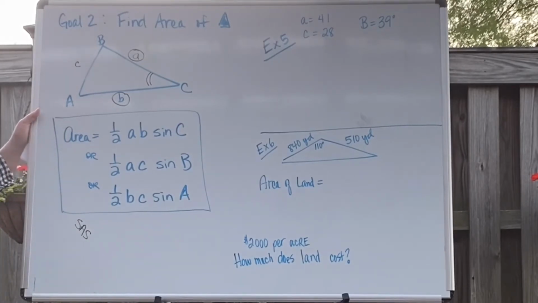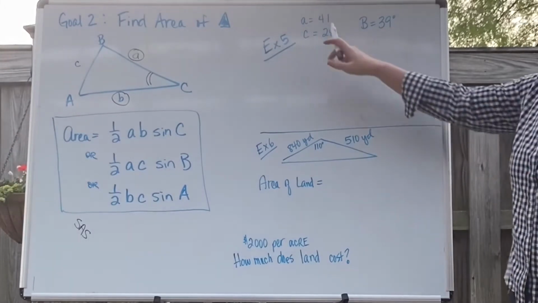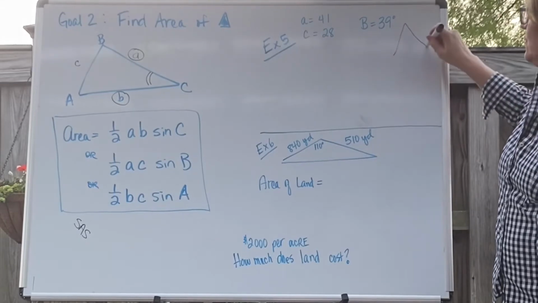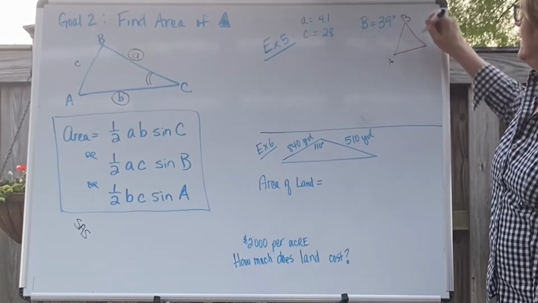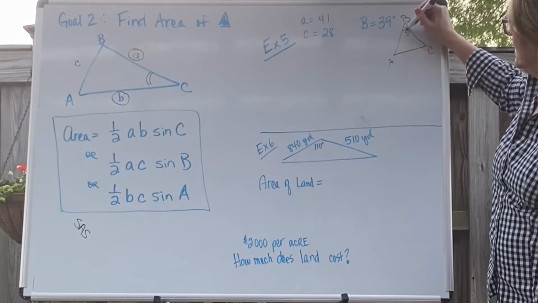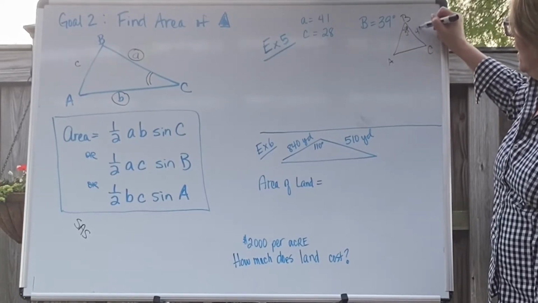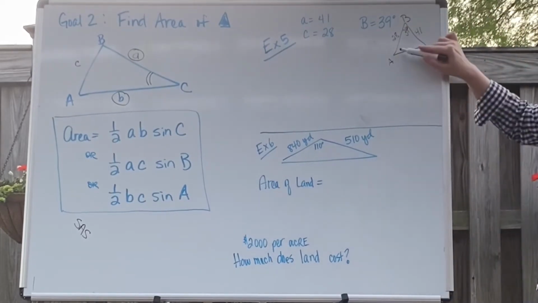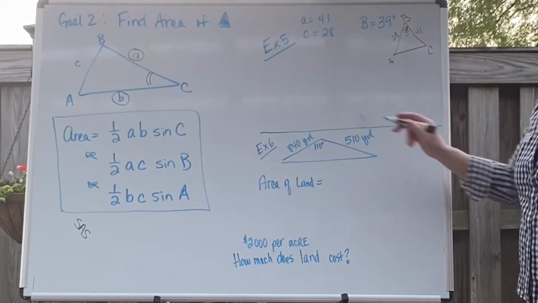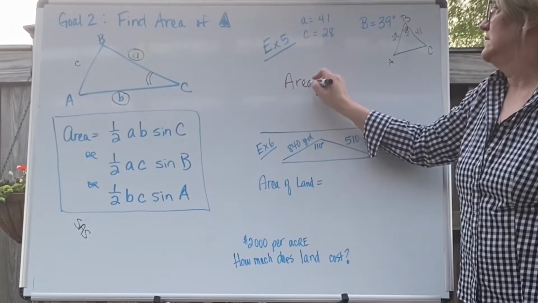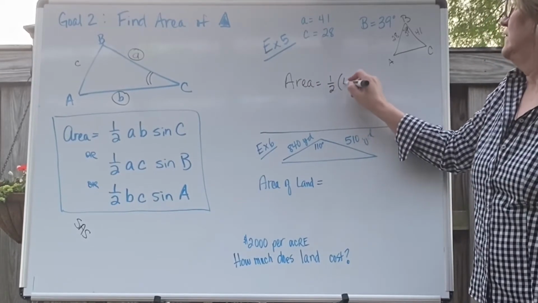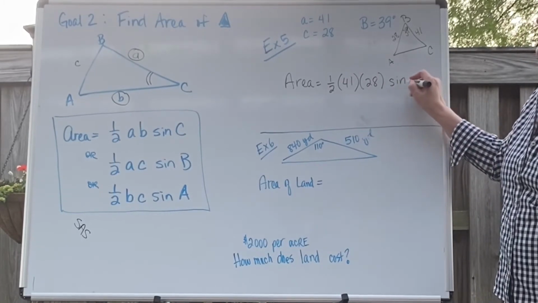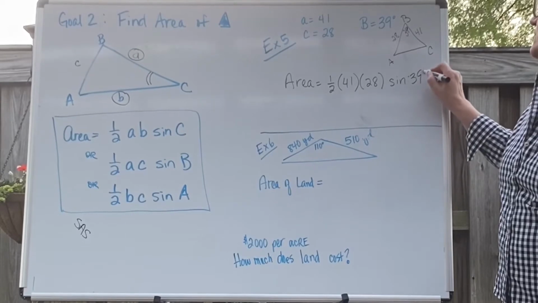Okay, let's go use an example of this. And here we go. We have A is 41, C is 28, and angle B is 39. So if I draw a triangle, A, B, C, this is 39 degrees, little a is 41, and little c is 28. So there's my side angle side. And now I'm going to say the area is half times 41 times 28 times the sine of 39 degrees.